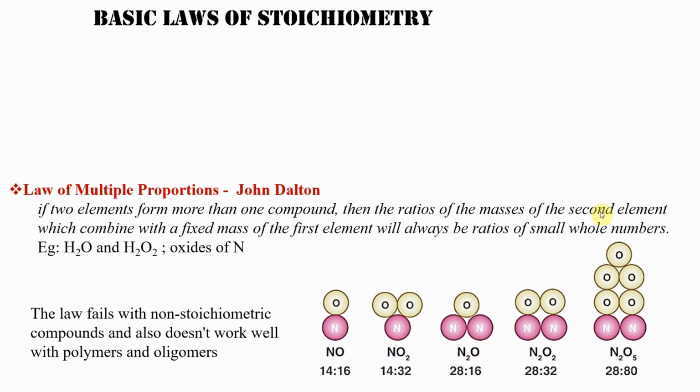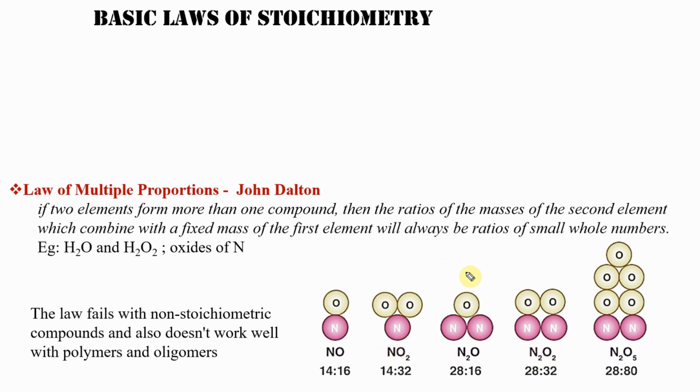The next is most important. This can come as numerical also. Law of multiple proportion. What we saw before was constant proportion, but multiple proportion is true. Two elements form more than one compound. For example, I have shown you oxides of nitrogen. They are forming more than one compound.